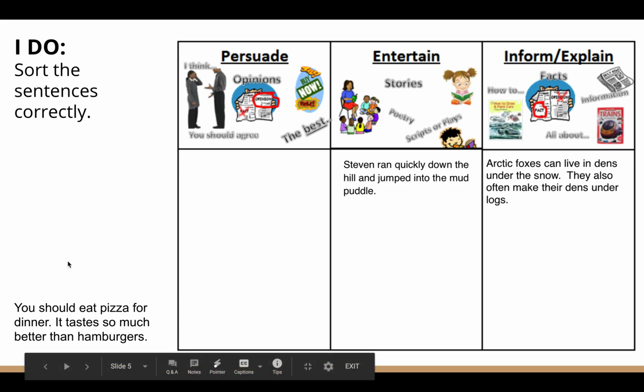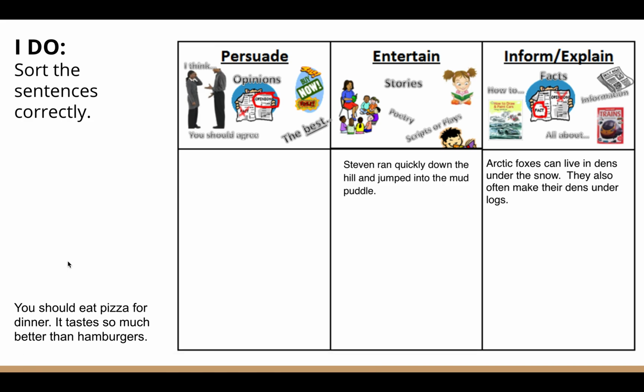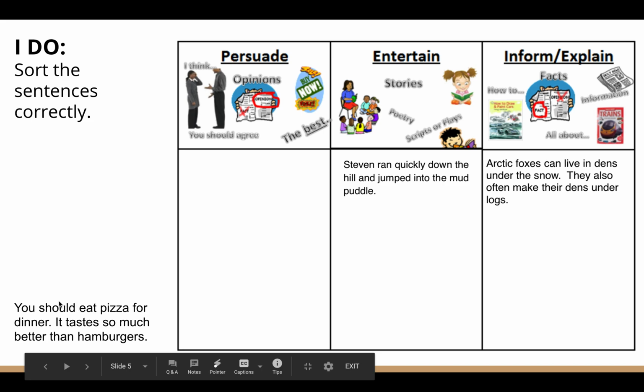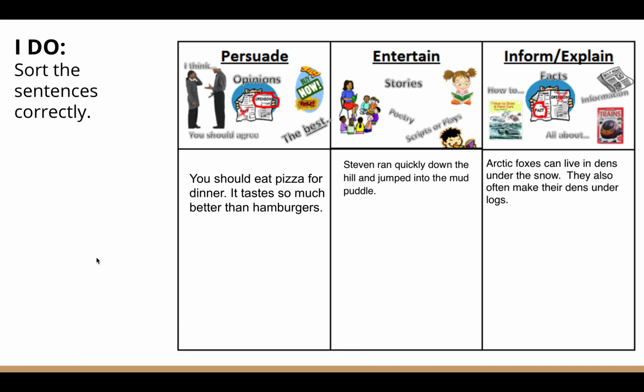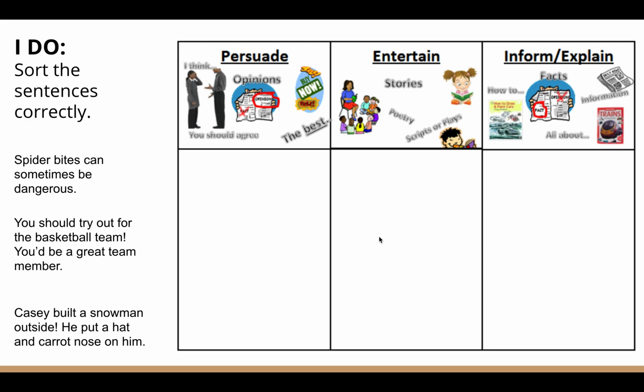Next, you should eat pizza for dinner. It tastes so much better than hamburgers. As I said on the previous slide, that word "should" is a huge hint that the author is trying to persuade us. They're trying to convince us that pizza is better than hamburgers and that you should eat pizza for dinner. Okay? Let's look at one more example.